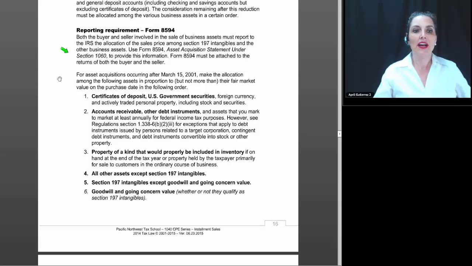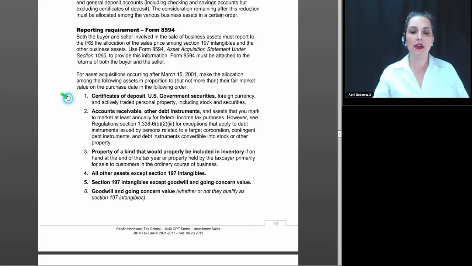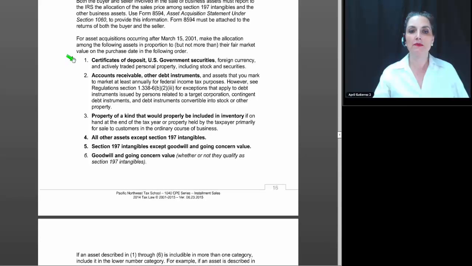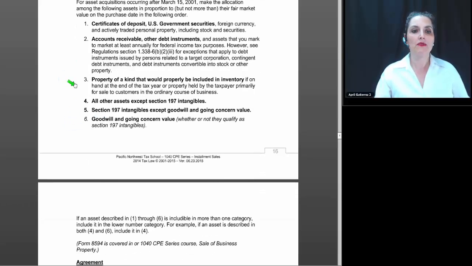So for asset acquisitions occurring after March 15, 2001, make the allocation among the following assets in proportion to, but not more than, their fair market value on the purchase date in the following order. Firstly, certificates of deposit and U.S. government securities. Any value that is assigned to those is considered first. You then move on to accounts receivable and other debt instruments. You then look to see if there is property of a kind that would properly be included in inventory. And then you have all other assets except Section 197 intangibles.